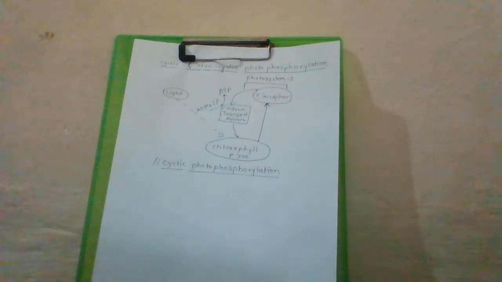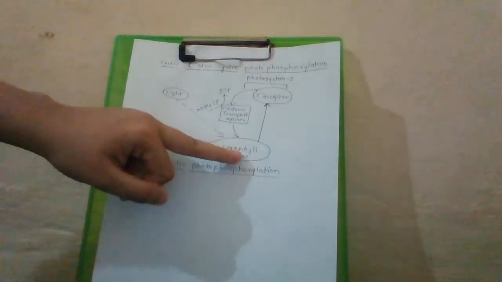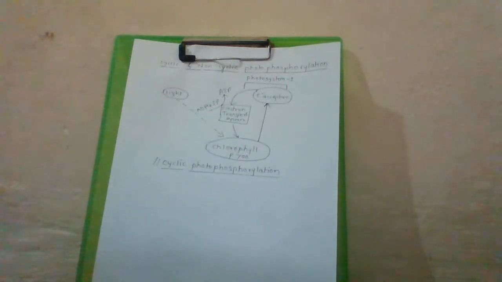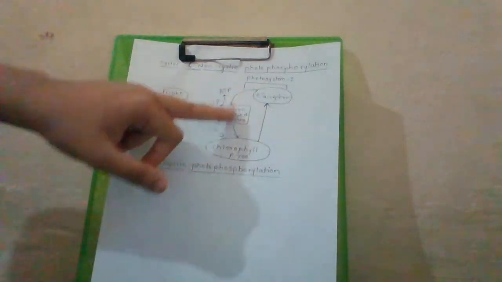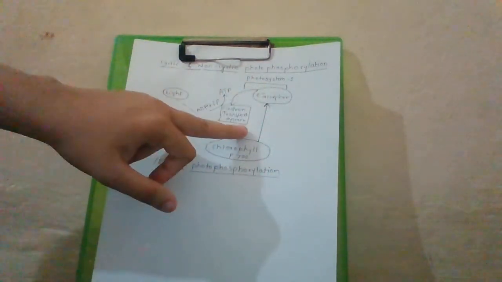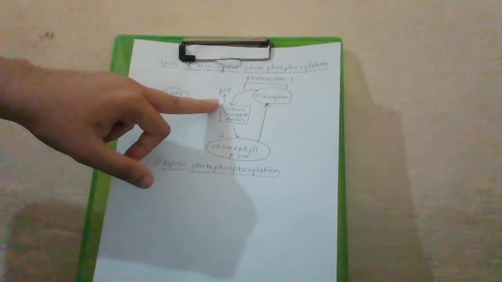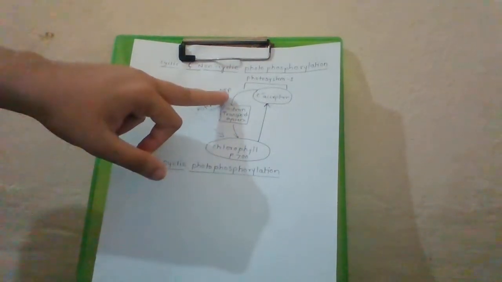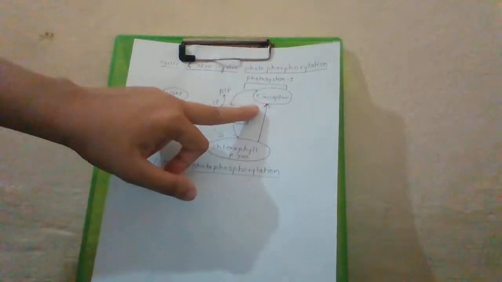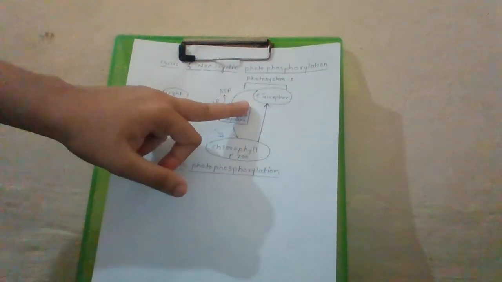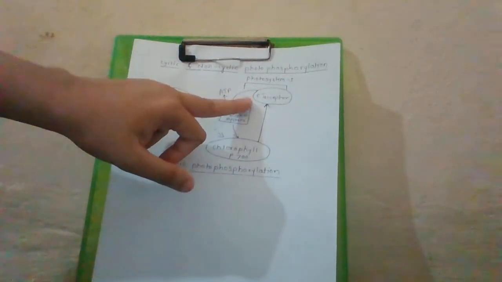What is LHC? Light harvesting complex. This is the light harvesting complex. So, the electron travels in a single photosystem, and ADP plus IP gives rise to ATP, adenosine triphosphate. This is cyclic flow. So this is called cyclic photophosphorylation.